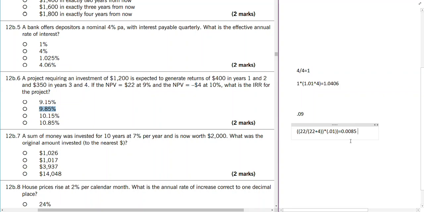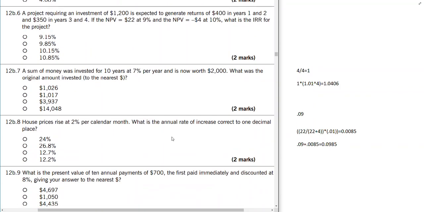So it becomes 0.085, 0.09 plus 0.0085 becomes 9.85, which is B. So this formula either gives you correct answer or wrong answer, and also you will know from your educated guess as well where your answer should be.